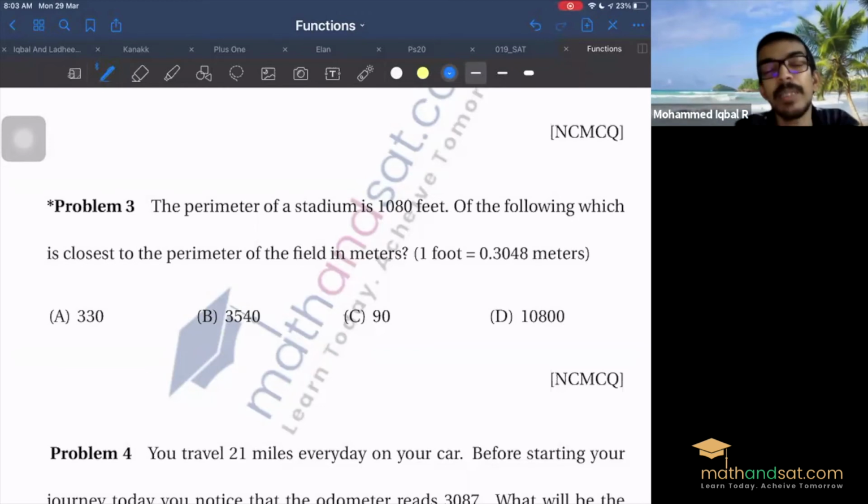For example, the conversion between Fahrenheit and degree Celsius is not a direct variation, not direct proportionality. But most of the times it's direct proportionality. It's given that 1 foot is 0.3048 meters, so 2 feet is going to be 2 times 0.3048, and 3 feet is going to be 3 times 0.3048.